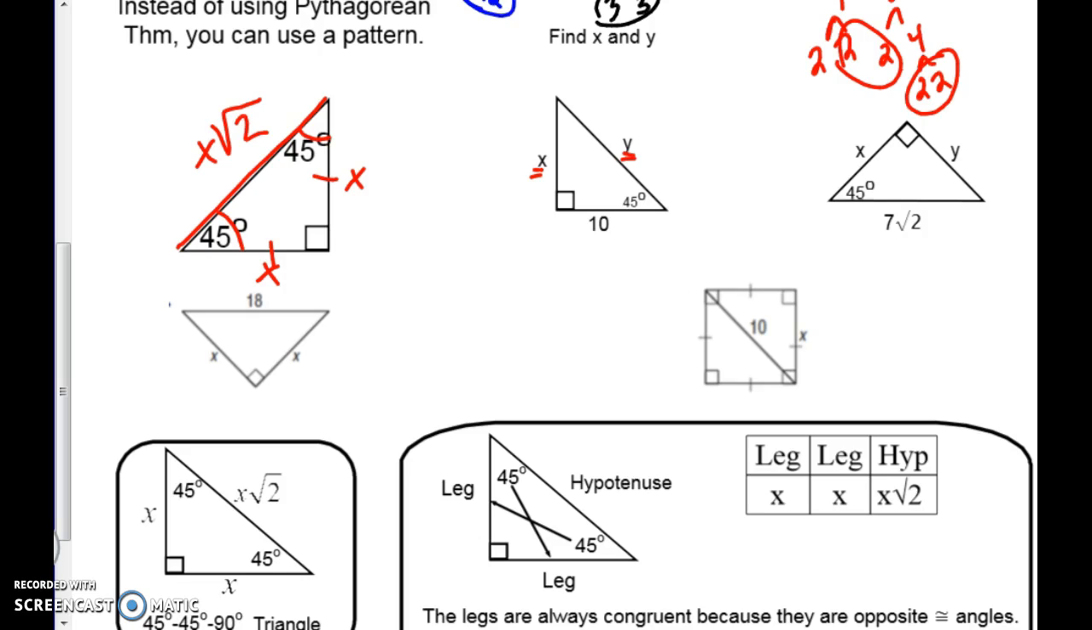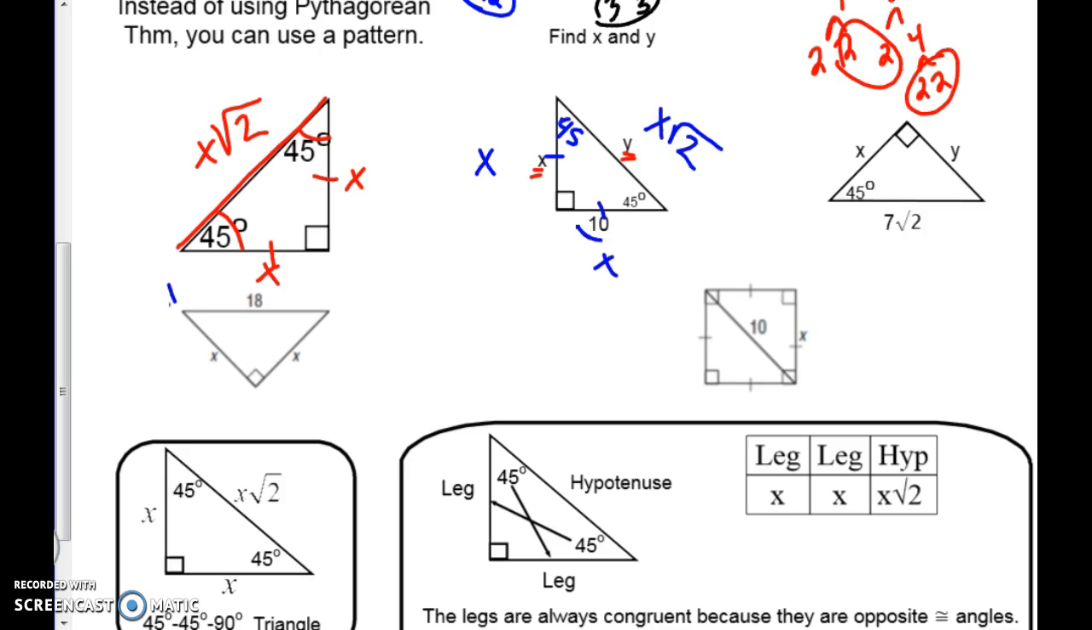So on this one right here, this angle is 45. How big is this angle right here? 45. That means that these two sides are the same, correct? So my pattern would be x, x, what goes up here? X radical 2. That's my pattern every time.